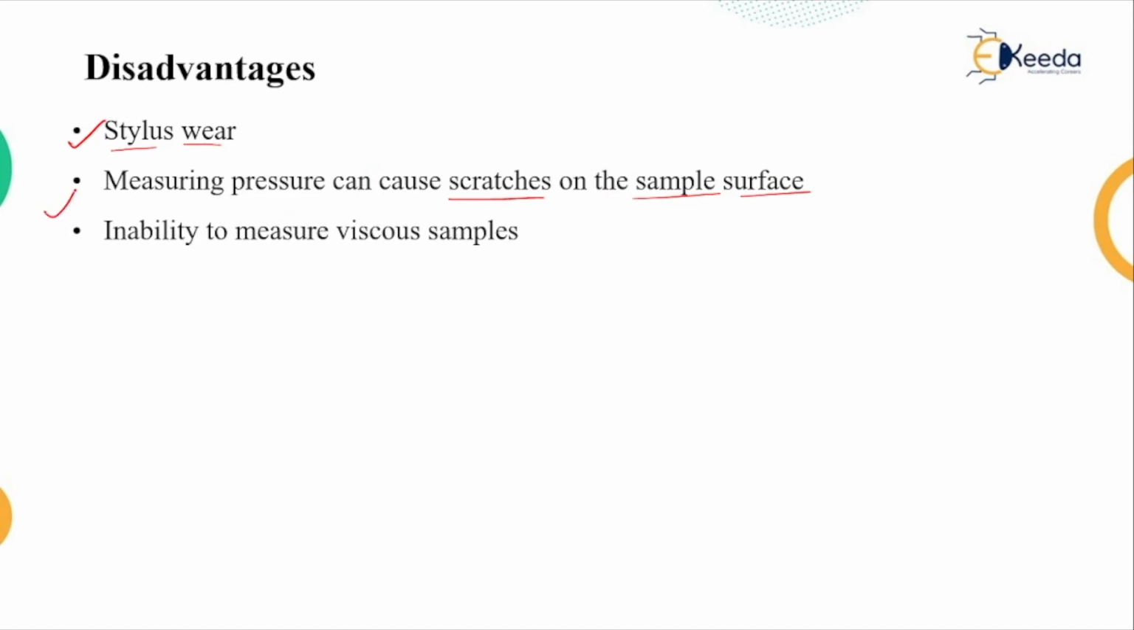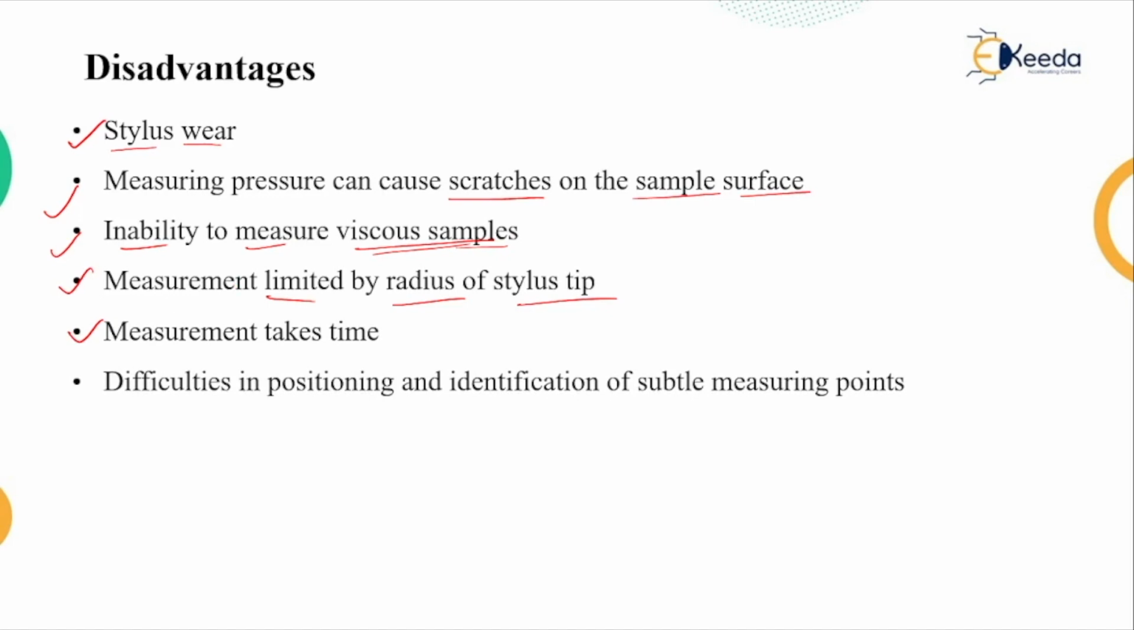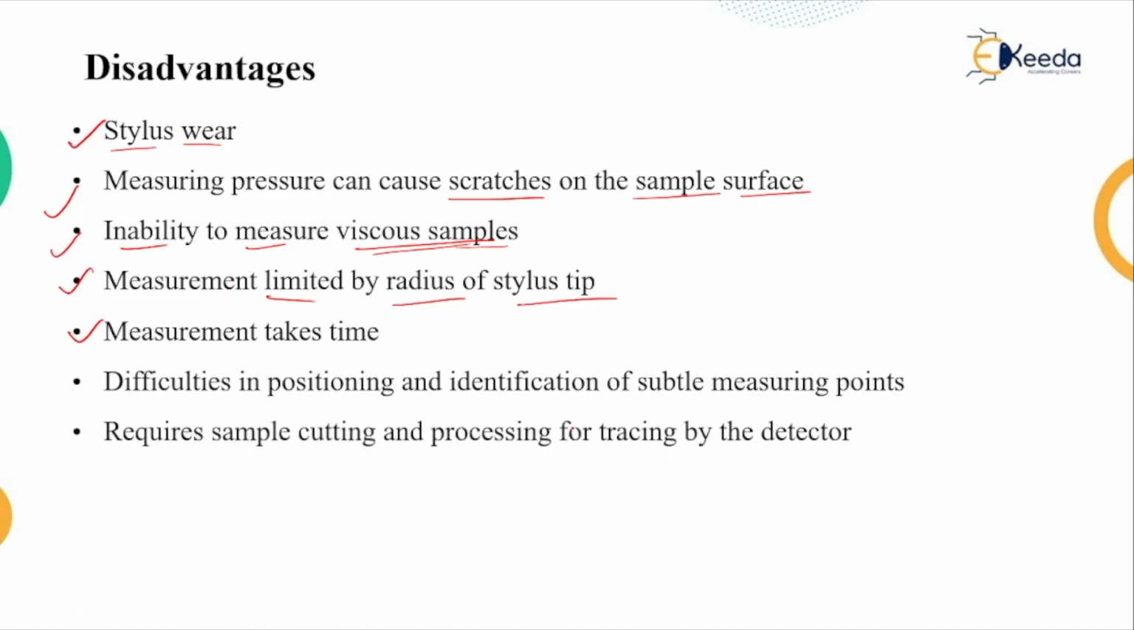Again, it has an inability to measure viscous samples. A viscous sample cannot be measured with the contact type of measurement. Then the measurement is limited by the radius of the stylus tip. Measurement takes time. Next is difficulty in positioning and identification of the subtle measuring point. And the last one is that it requires sample cutting and processing for tracing by the detector. So these are a lot of disadvantages over the advantages.